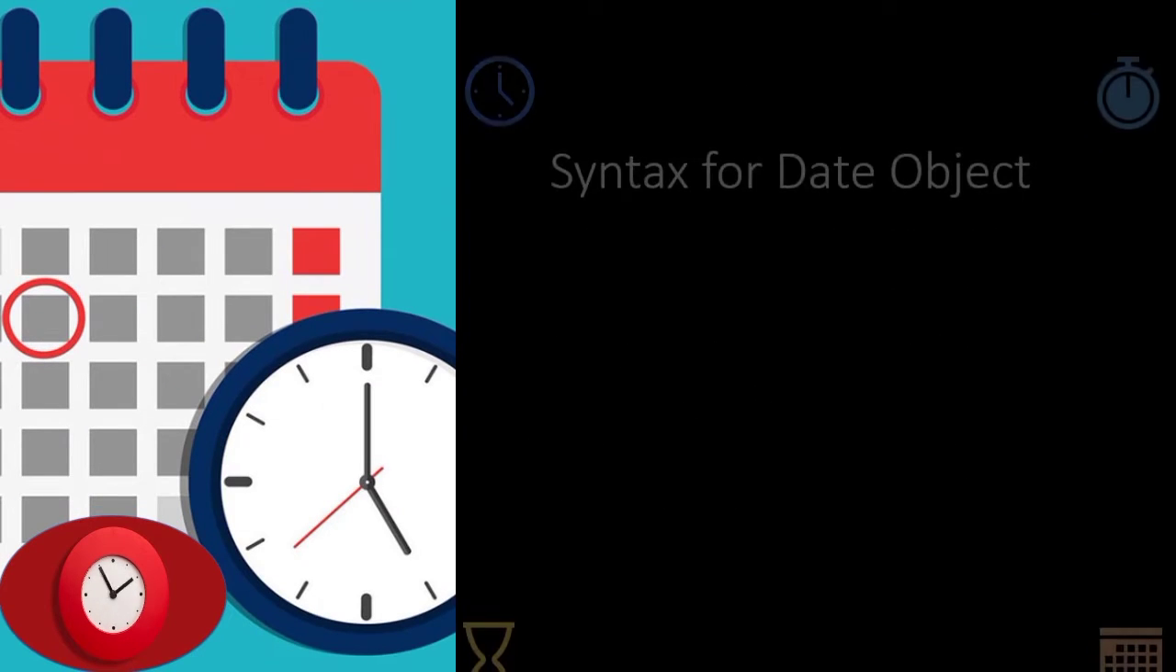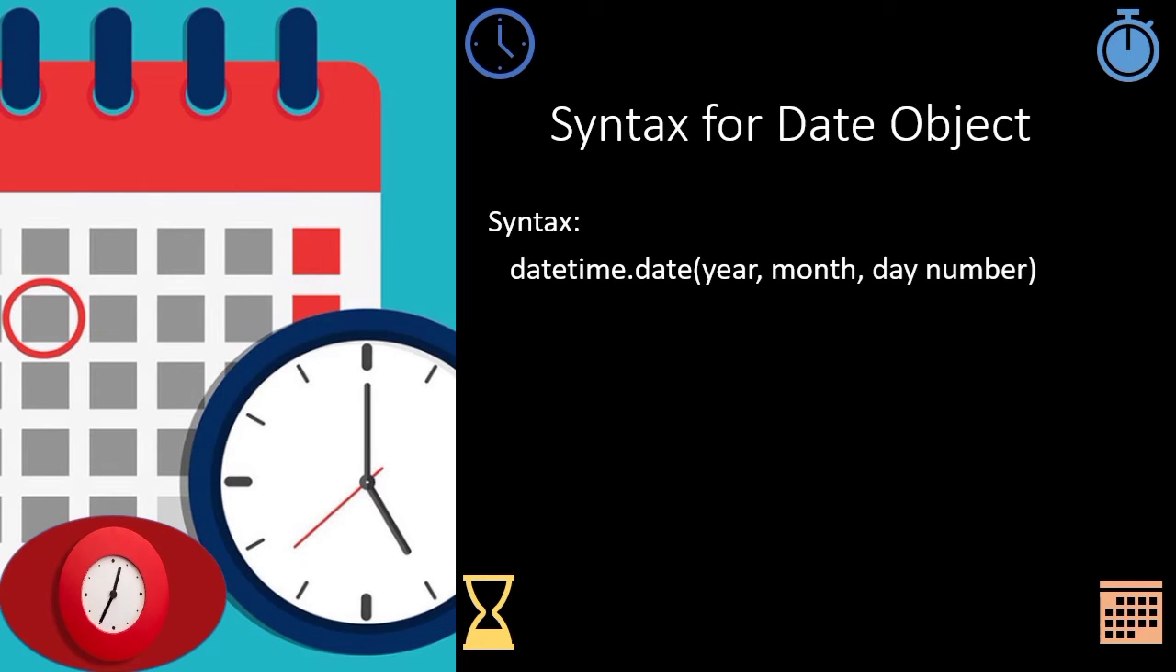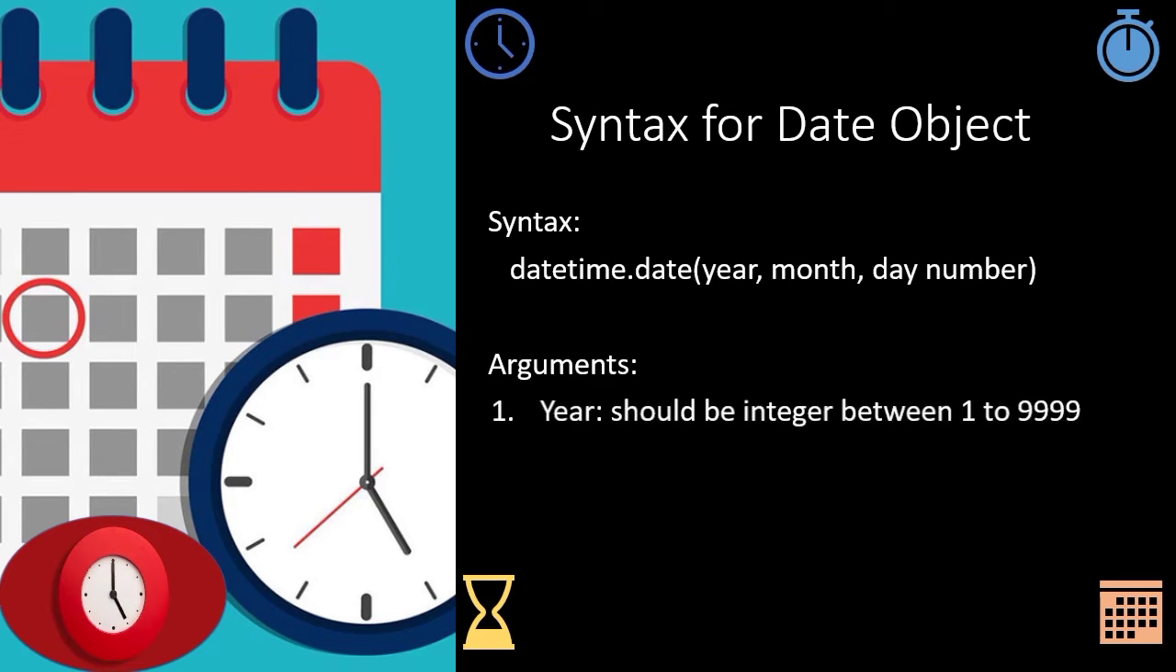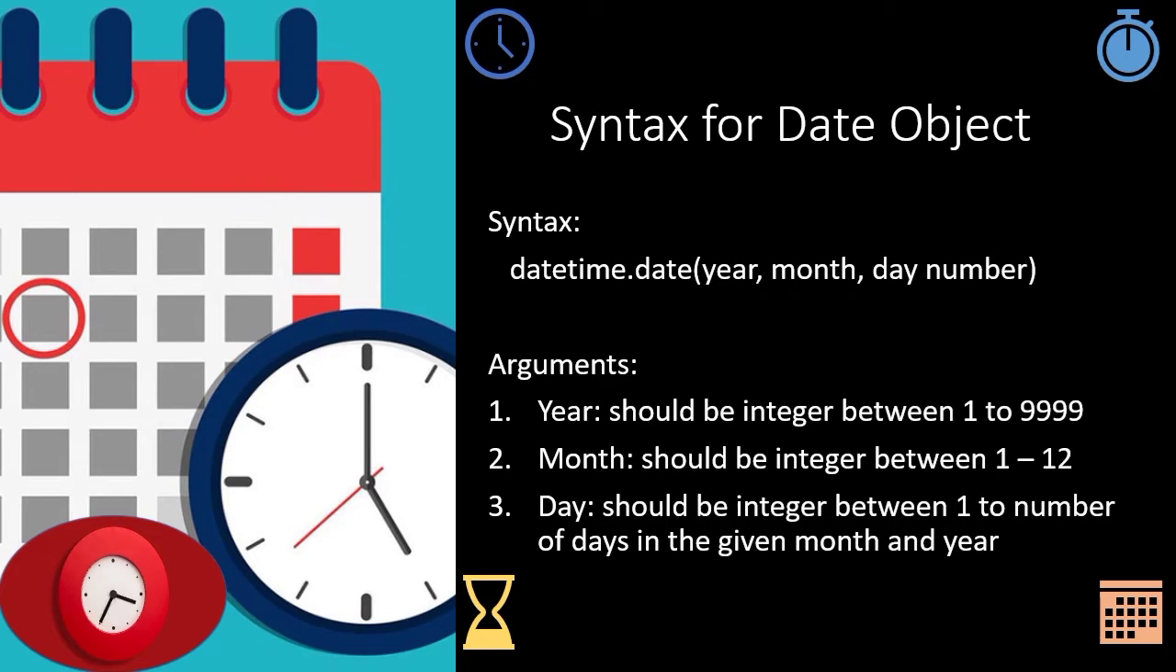So now let's understand the syntax for the date object, using which we can create our own dates. For that, first of all, we have to import the datetime module. After that, we have to use datetime.date and provide the required arguments, which are year, month and day number. All of the arguments are necessary, and if we don't provide them, then we will receive an error. The arguments have some limits. The year should be between 1 to 9999, month should be between 1 to 12, and day should start from first up to the number of days in the given month.